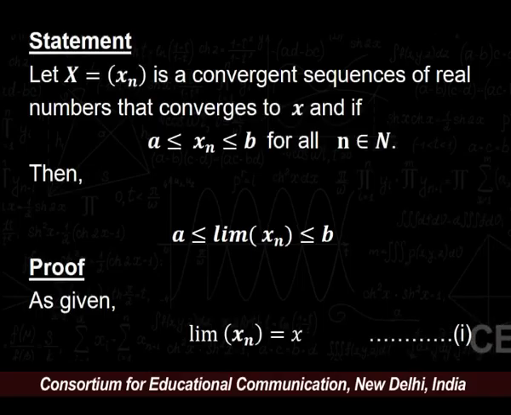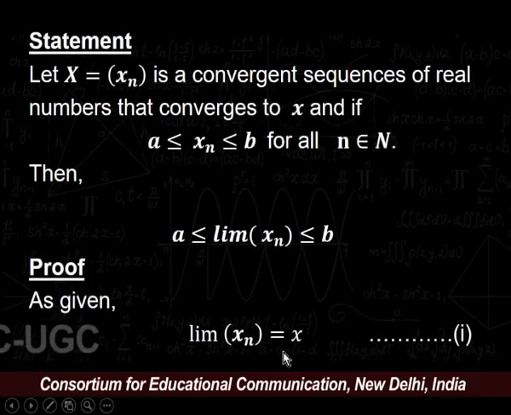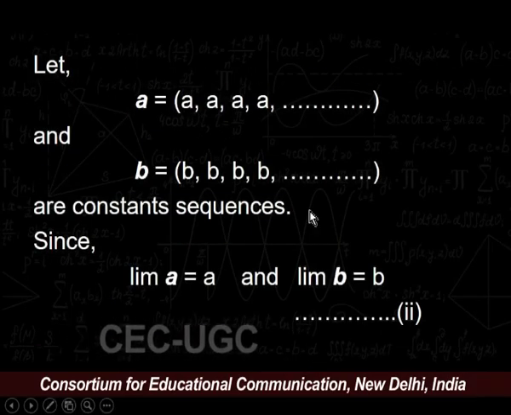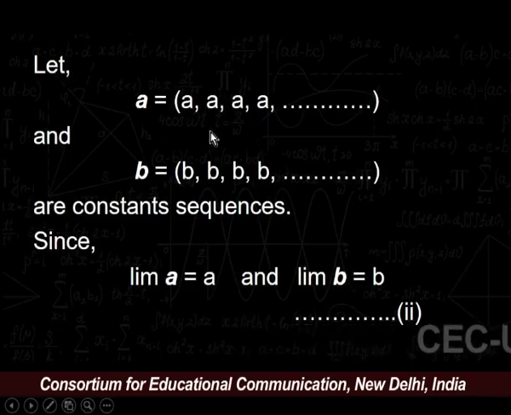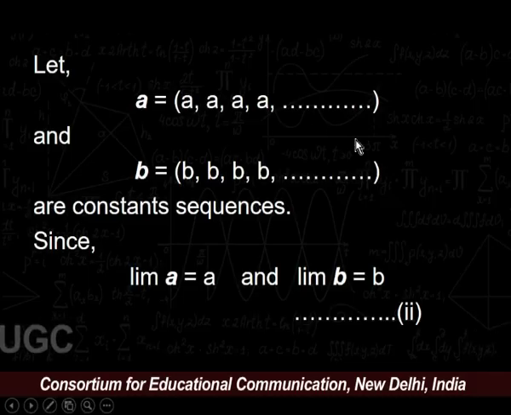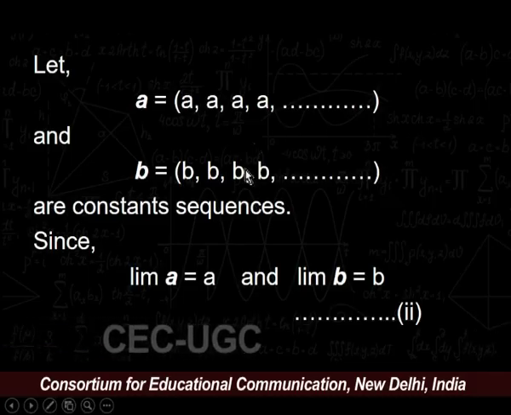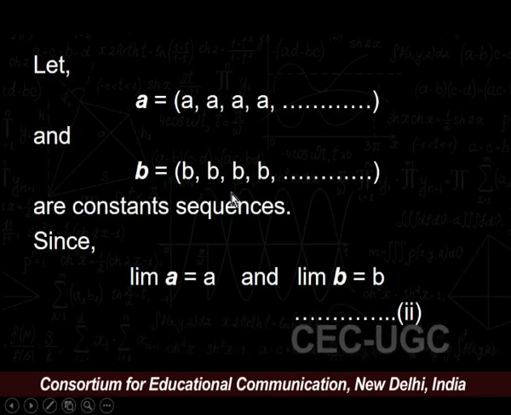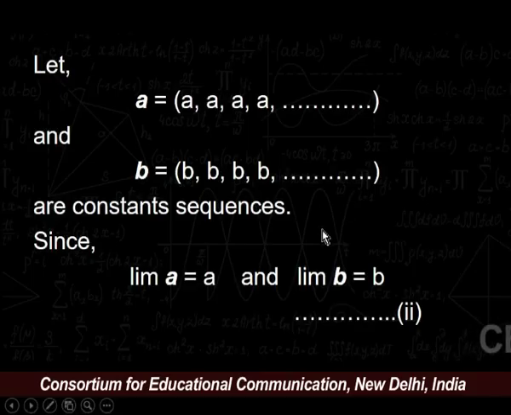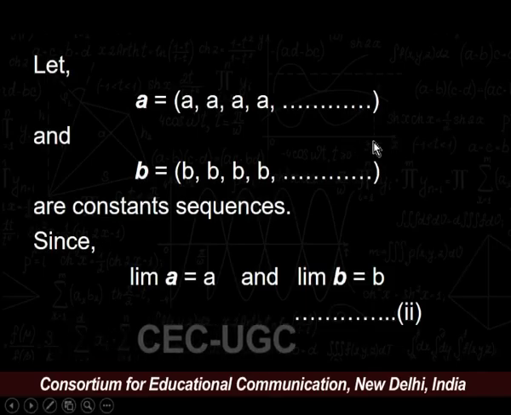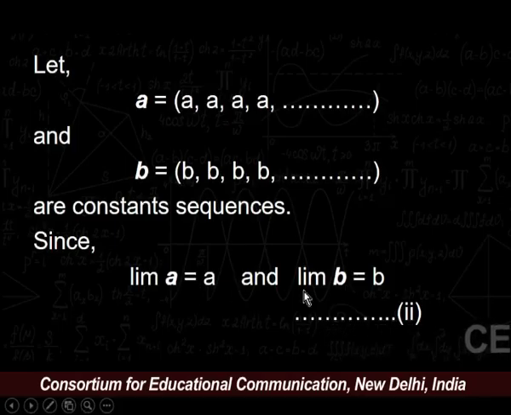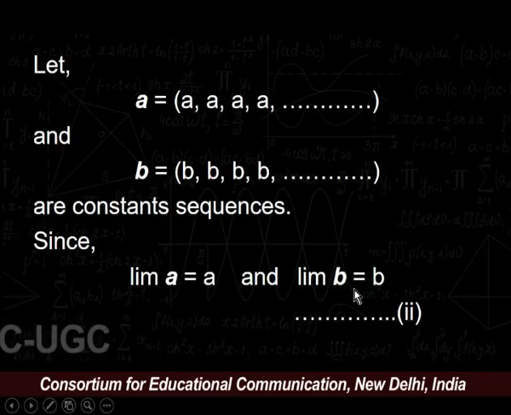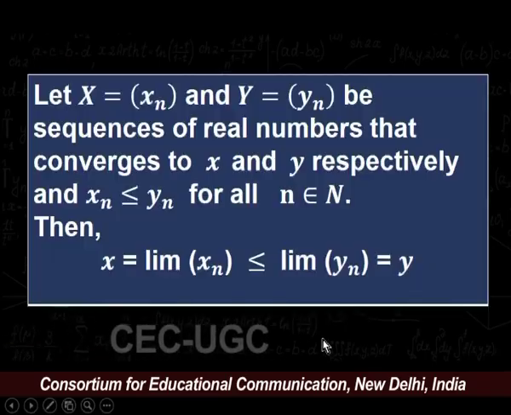Hence we can easily derive our equation number 1, which says that limit of xn is equal to x. Now consider the constant sequences. The sequence a can be written as a, a, and so on, and the sequence b similarly can be written as b, b, and so on. These are constant sequences, and we know that a constant sequence converges to itself, so limit of a is equal to a and limit of b is equal to b. Say this is our equation number 2.